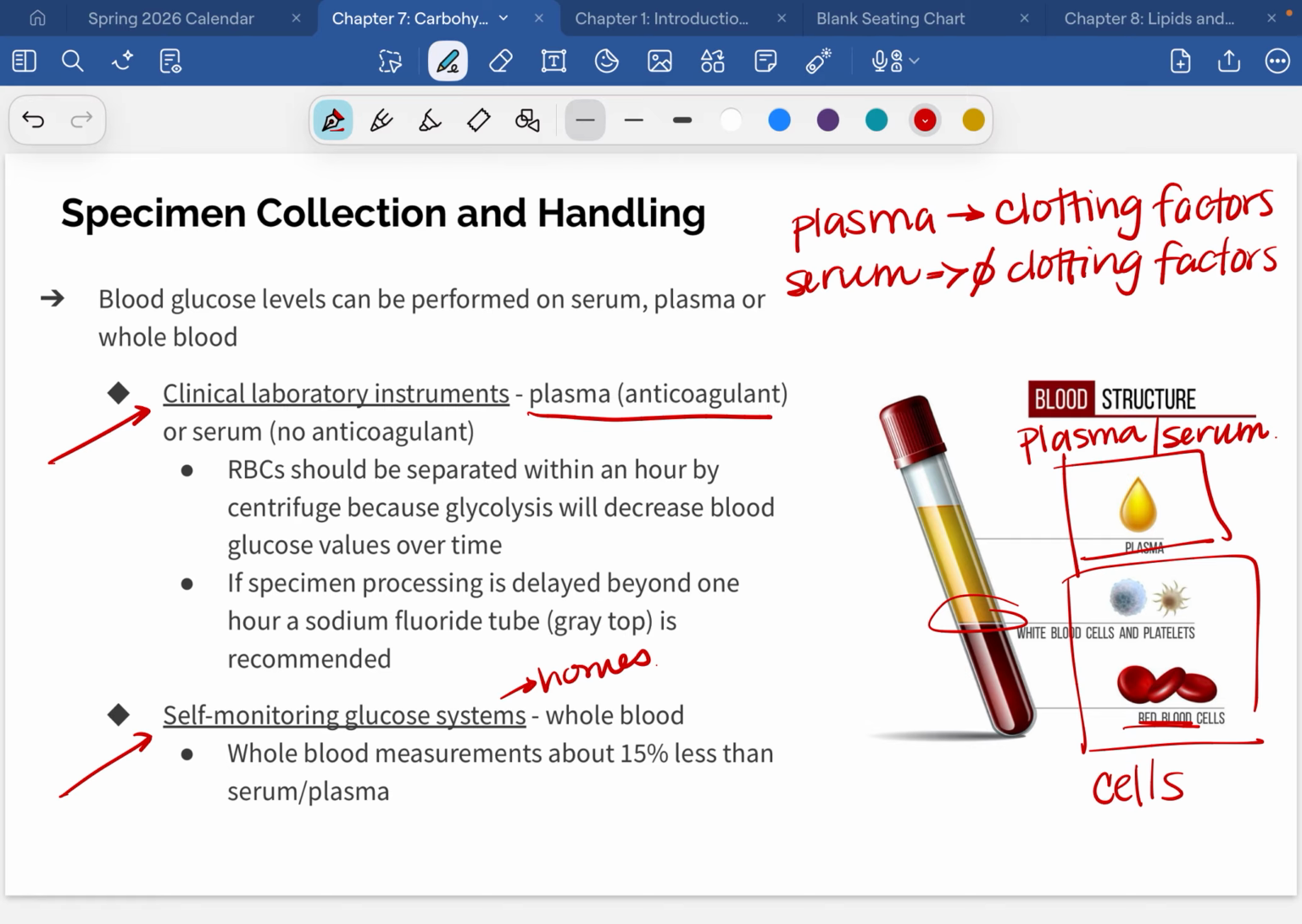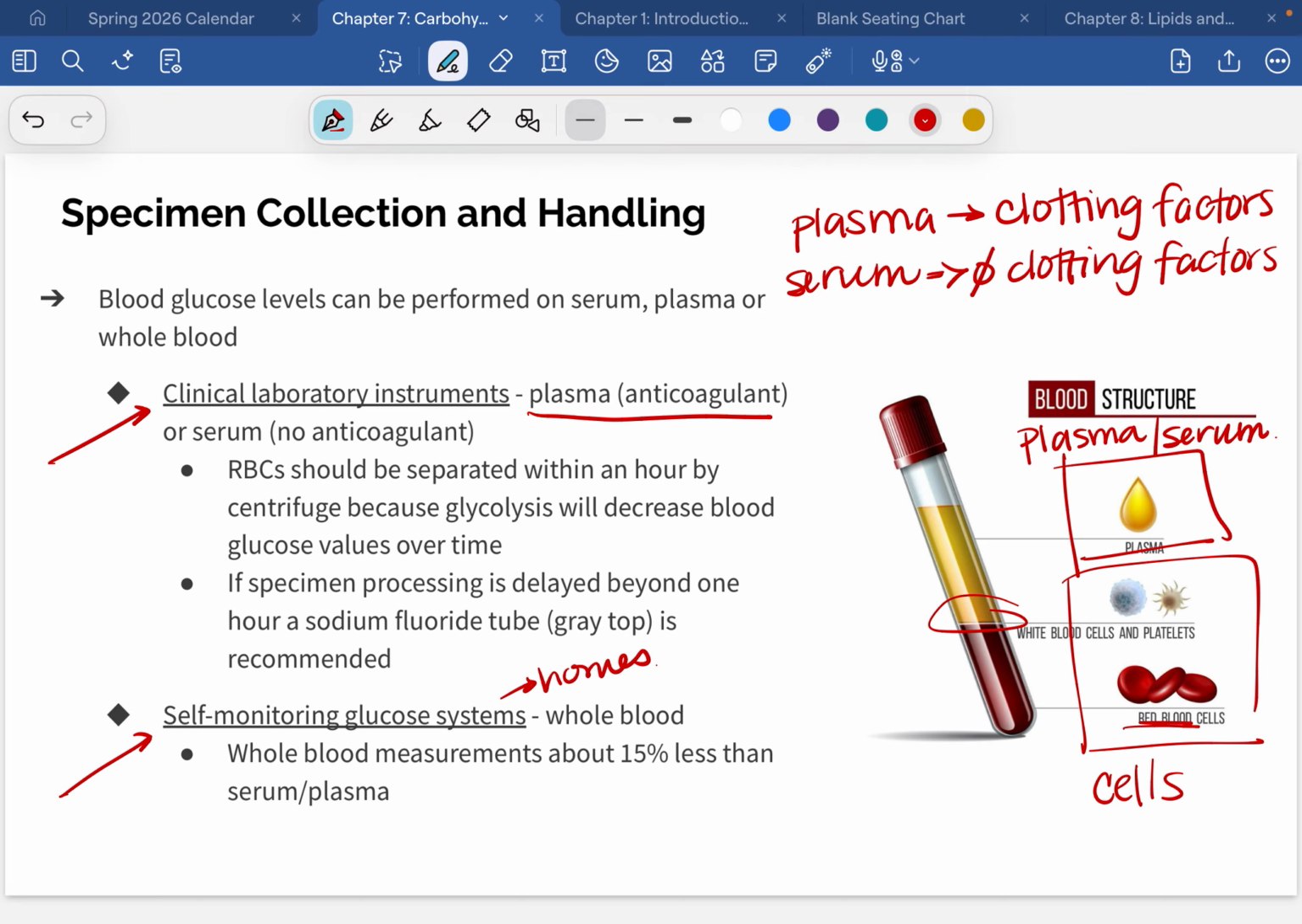And then we've all kind of seen these self-monitoring glucose systems at home, where it's like the tiny little poke, and then the person will touch the little piece of filter paper to their blood and it measures their blood sugar in just a few seconds, or the wearable glucose monitors that are stuck to people's arms. And those different types of instruments, the clinical laboratory instruments versus the self-monitoring at-home glucose systems, use different types of specimens. So for clinical laboratory instruments, they use plasma or serum. Okay, doesn't matter, either plasma or serum.